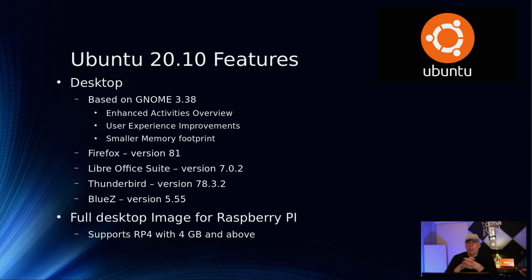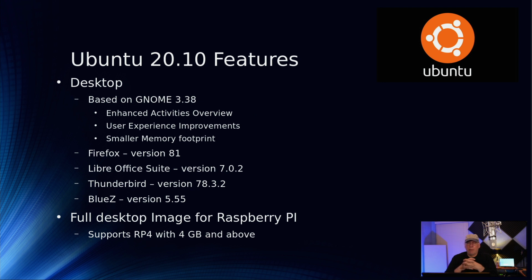Desktop news, though, the GNOME desktop has been updated to 3.38. And that adds some enhancements to the activities overview and also some user experience improvements. And we'll touch on those. Other people have already done those, so I don't think I need to recover what they've already talked about. But one of the things that they don't talk about in the release notes is that there is a smaller footprint here for GNOME 3.38 over the previous releases. And we'll talk about that when we get to the minimal install.